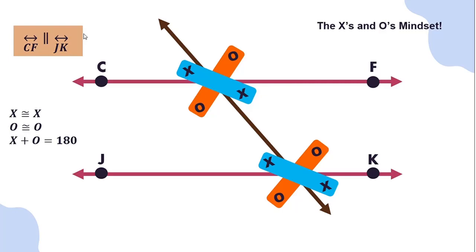Now, with this visualization in mind, we can conclude that all the angles labeled with an X are congruent to each other, all the angles labeled with an O are congruent to each other, and any combination of an X and O angle will have a sum of 180. So any X-O combo represents a linear pair.